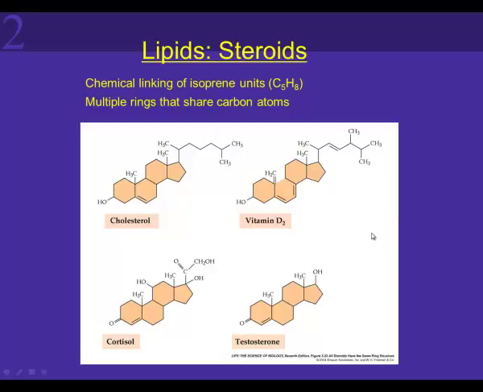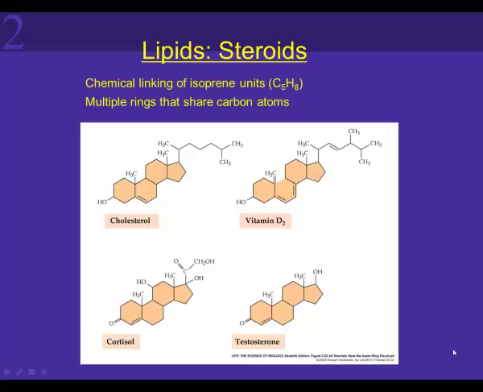Steroids are also an important class of lipids. They do not really have a standard structure, but they're described as a chemical linking of something called an isoprene unit, which has 5 carbons and 8 hydrogens. I just like to call them multiple rings that share carbon atoms. And they have very different structures from phospholipids and also from each other. For example, cholesterol forms the backbone for many hormones. So even though you're told to limit the amount in your bloodstream, we actually do need some cholesterol. It's also an important component of cell membranes.